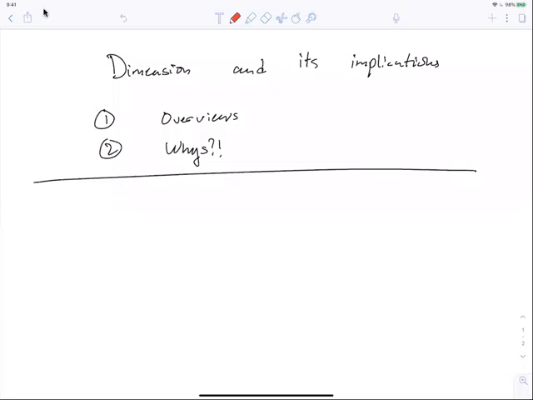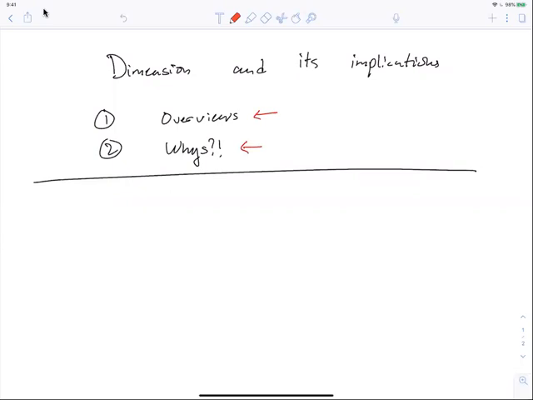All right, today we're going to talk about dimension and its implications. Today's session is going to be divided into two separate segments. The first segment is just going to be an overview of three concepts, and the second segment is going to be all about the reasoning behind why those particular concepts are true. And once you go over the first segment, I would highly encourage you to look at the second segment because it's going to connect all the dots of all the concepts that we've done so far.